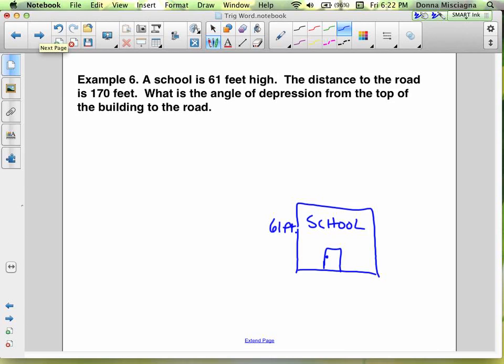All right, so when we are looking at the distance of a road, how far a road is, we're not going to measure it from the top of the building. We're going to measure it from the bottom of the building. All right, so this is 170 feet. And here's our road. Road. I don't know why the road buckled out.